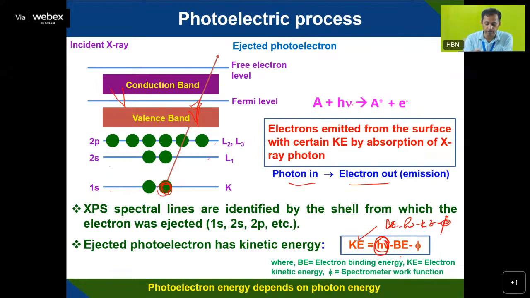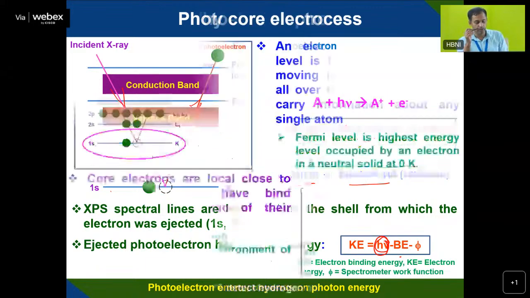So mainly because of that h nu, the atom is ionized. So the electron is emitted from the surface with certain kinetic energy by absorption of an X-ray photon. So the electron will come out with some certain energy. So the photoelectron energy mainly depends on the photon energy. So whatever electron is coming out depends on the incoming photon. So this photoelectron and the ejected electron are interrelated.